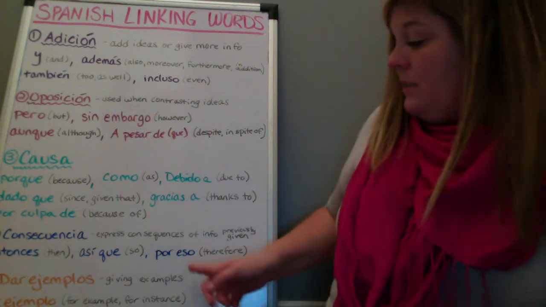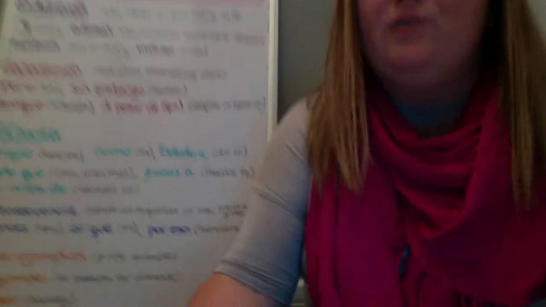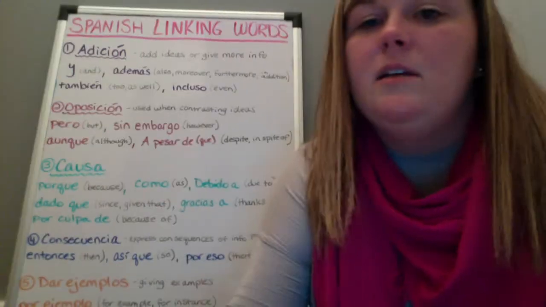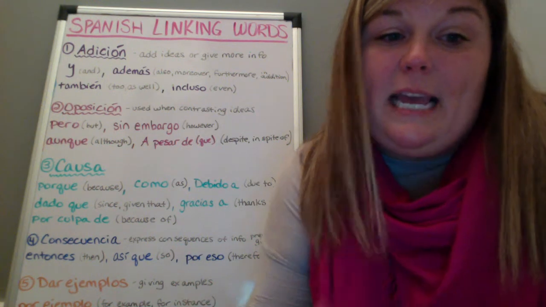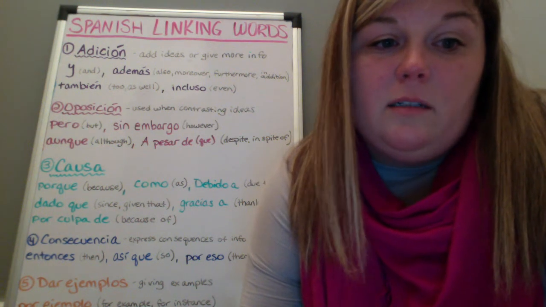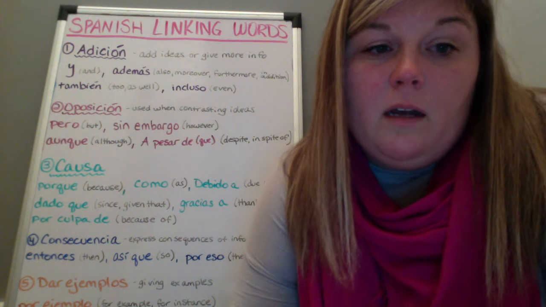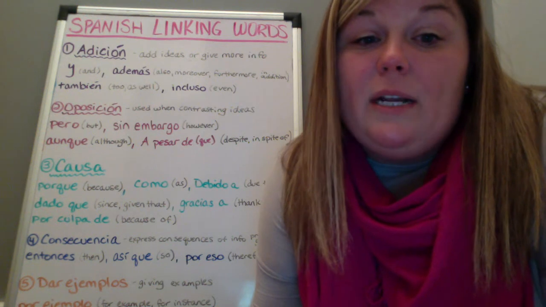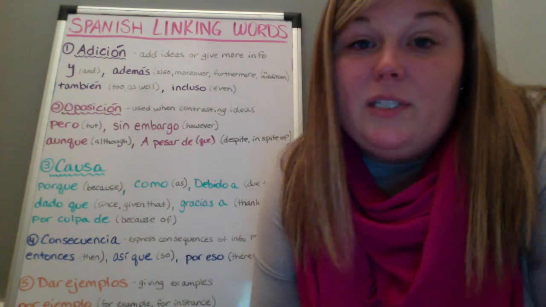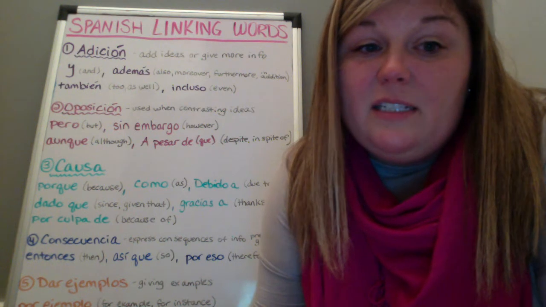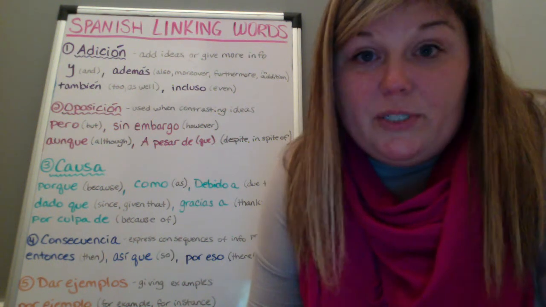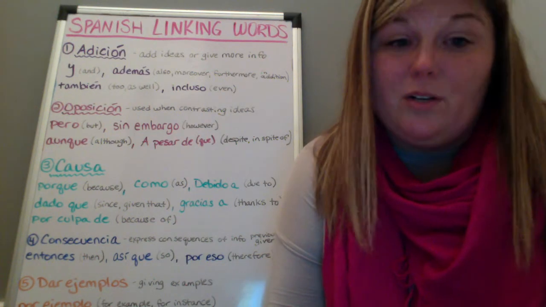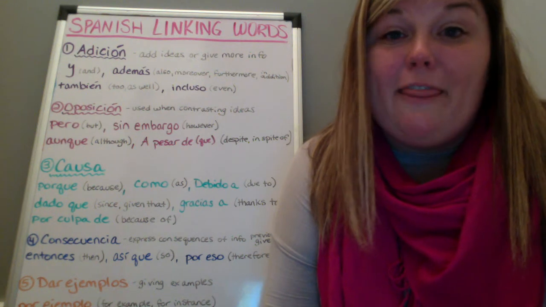Bien, and the last Spanish linking word of consecuencia, of consequence, that we're going to talk about today is por eso. Por eso, see? Por eso means therefore. And I could say, Marcos se fue de vacaciones, por eso cerró la tienda. Marcos went on vacation, and because of this, or therefore, the store closed. So maybe he was the owner of the store or the only one working, and because he went on vacation, the store closed. So por eso means therefore.